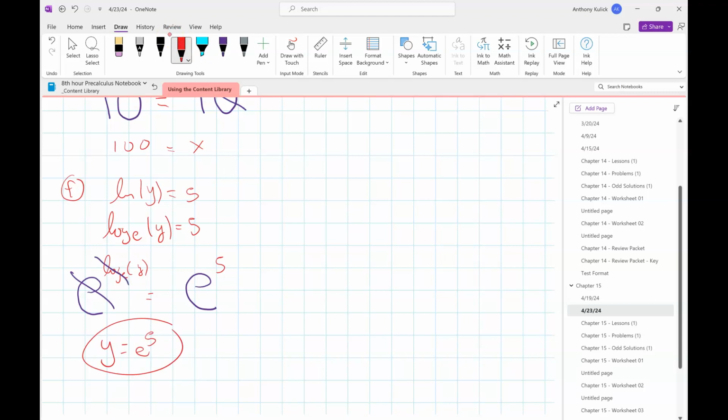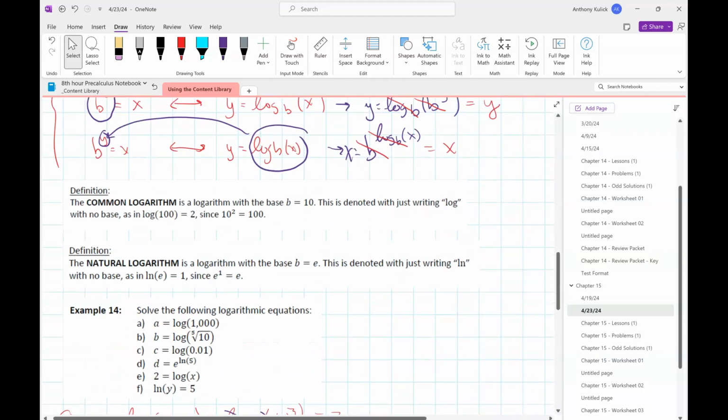So y equals e to the fifth. You could type that in your calculator and get a decimal if you wanted to, but pass on that. I'm just going to write it as e to the fifth. So far, so good. Okay. I want to circle back to something we did just a moment ago.